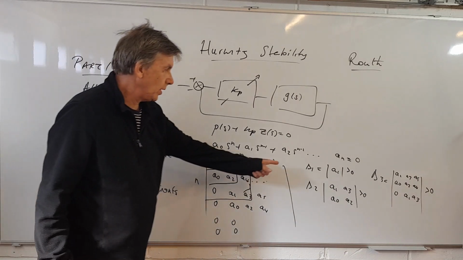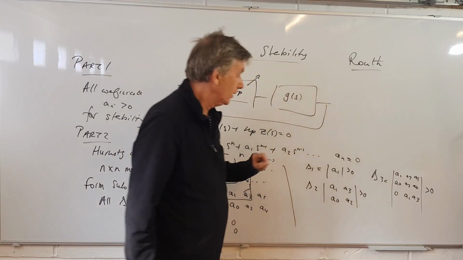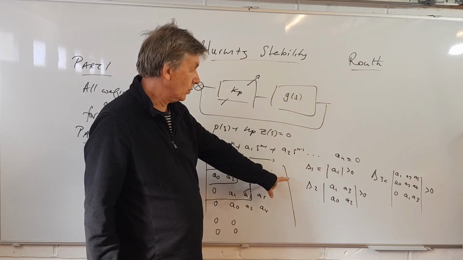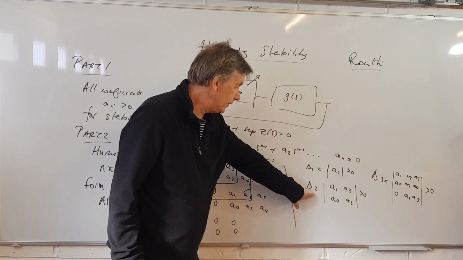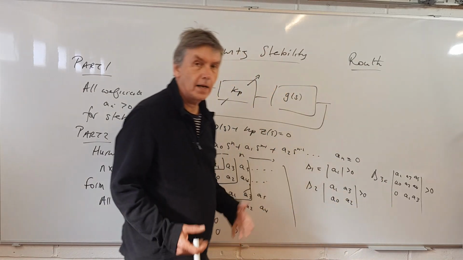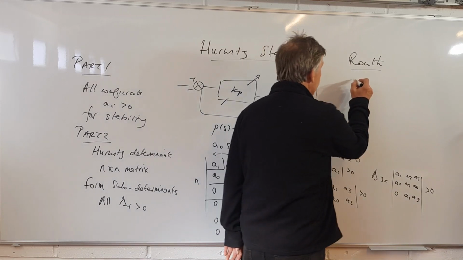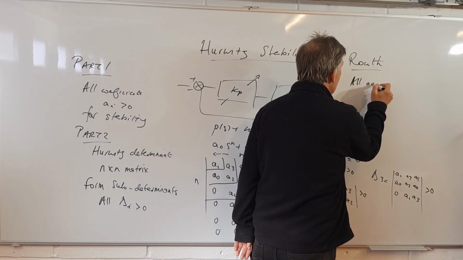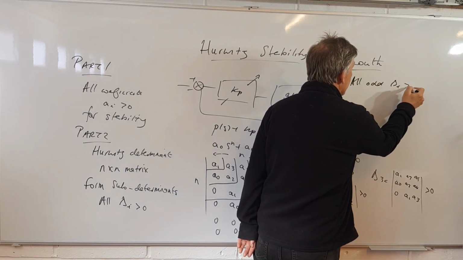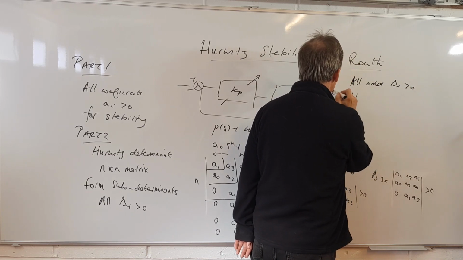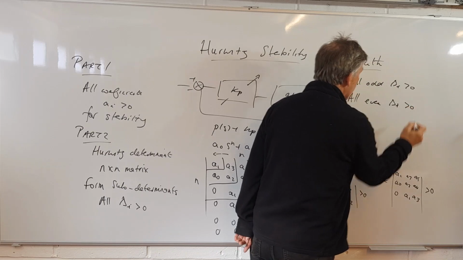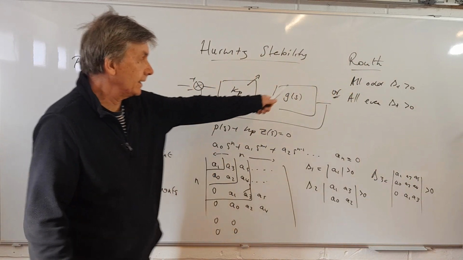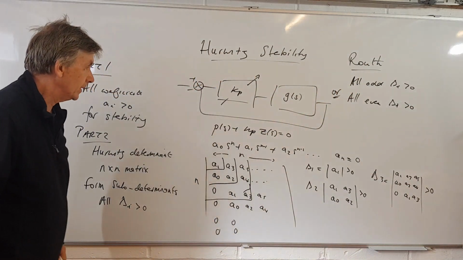He didn't need to work out all of these. He could just work out either all the odd ones, that's all the odd coefficients, or all the even ones as a simpler test. So then we've got all odd delta i greater than 0, or all even delta i greater than 0. And this then gives us our complete Hurwitz stability test.